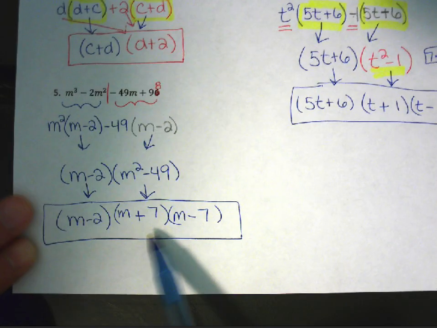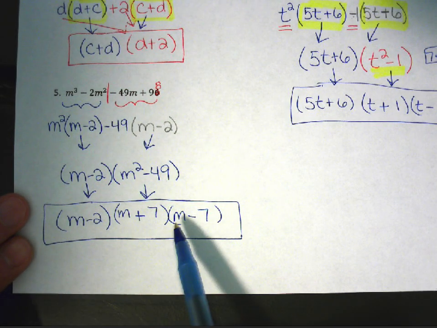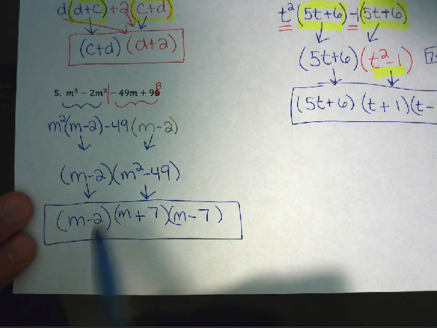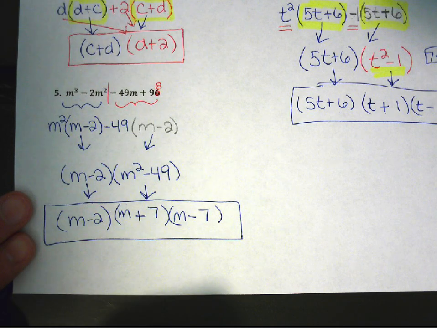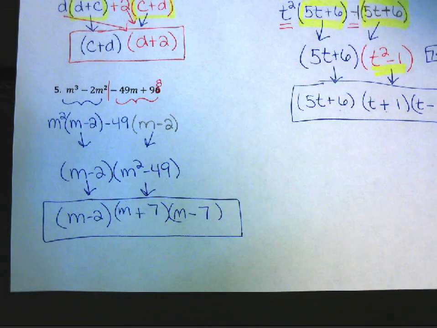And you could change up the order of these 3 and it would still be correct, but you do need a minus 2, a plus 7, and a minus 7, so you need all 3, okay? And that concludes our chapter 7.